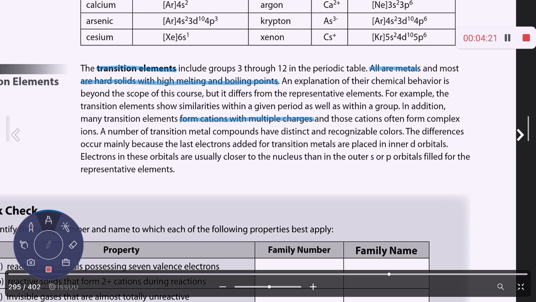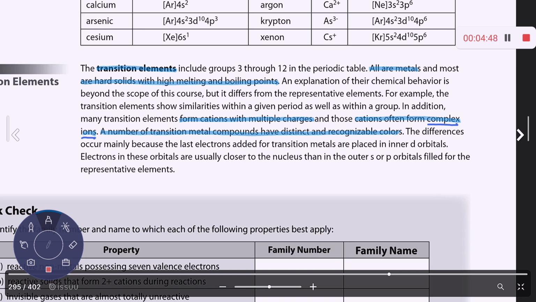And then those cations can form something called a complex ion. Complex ions are not going to mean anything to you unless you decide to go on and take AP Chem, where they talk about it briefly, okay? One thing that's really important about transition metals is that a lot of the transition metal compounds will have recognizable colors, and a lot of these ions will have recognizable colors when they're dissolved in water.